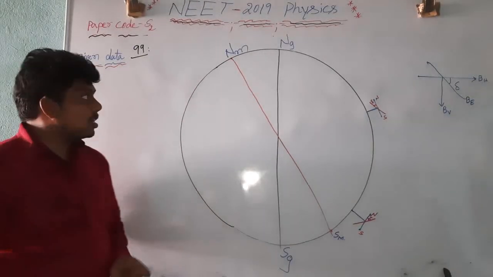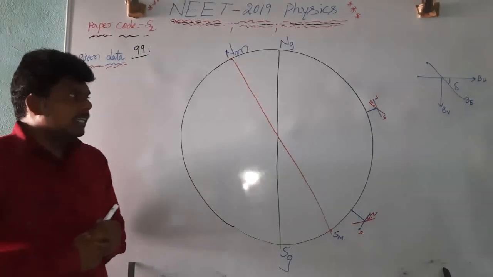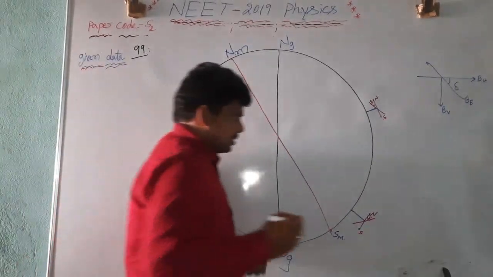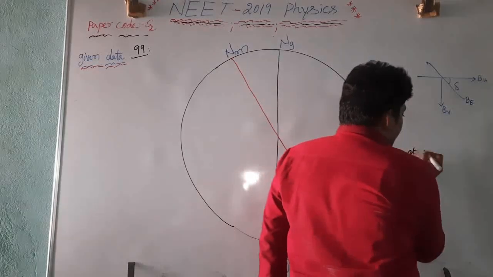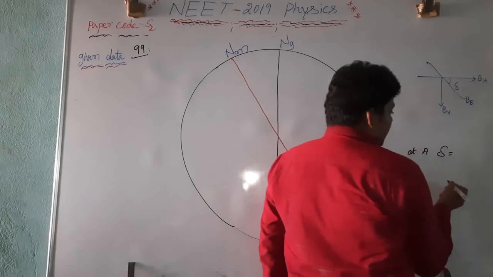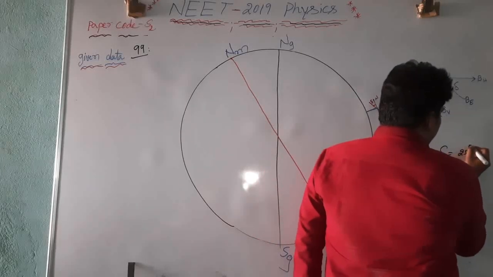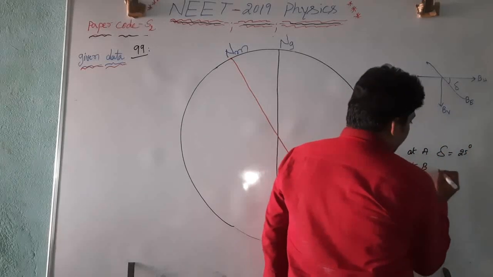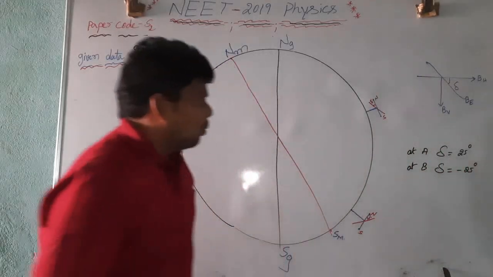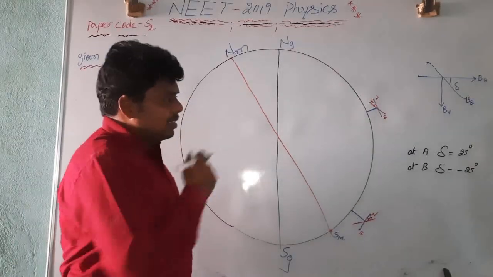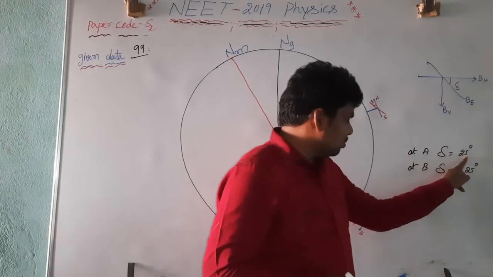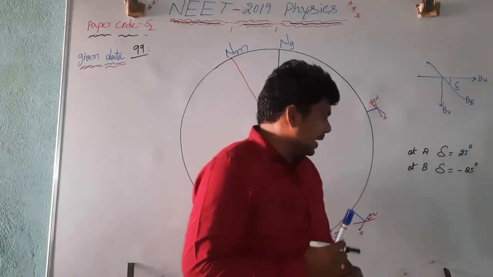Now the next question number is 99. In this one, they have given the angle of dip at two places. At A, delta is 25 degree. At B, delta is minus 25 degree. Now we have to check where A is located and where B is located. The angle of dip is positive here, the angle of dip is negative here.